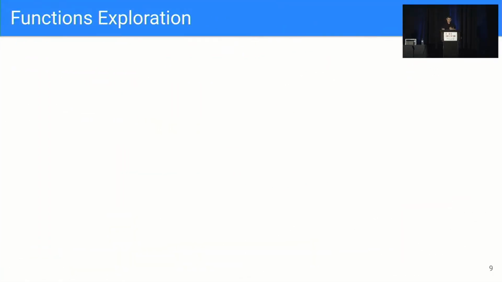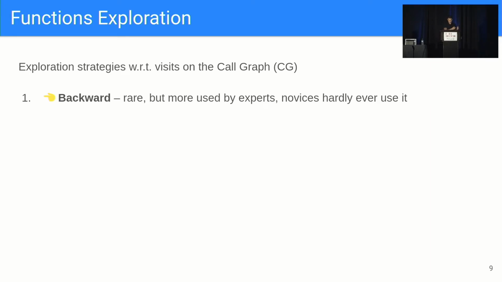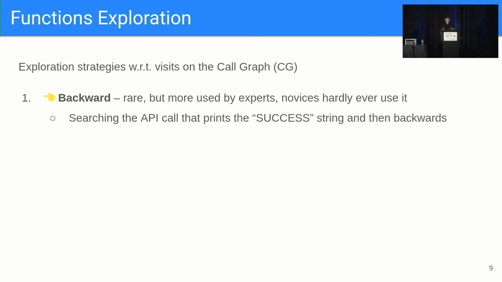We investigated further, and we found 3 different exploration strategies with respect to the visit on the call graph. The first one, which I explained a little while ago, is the backward strategy. That is rare, but it is used more by experts, and the novices almost never used it. As I said before, they start from the portion of code that contains the solution to the puzzle, and then they move backwards.